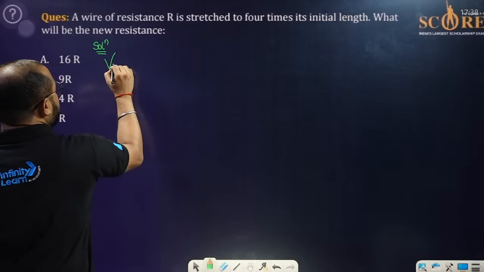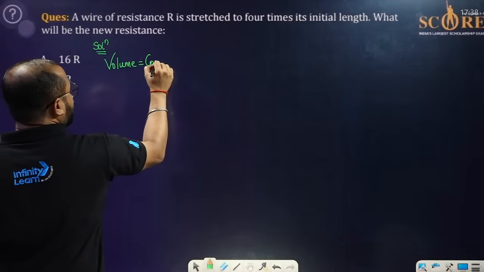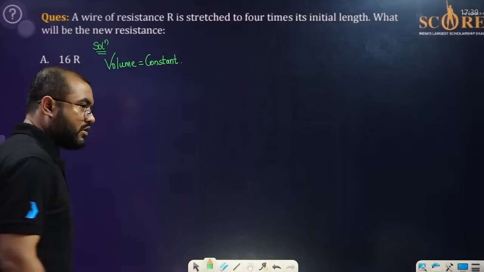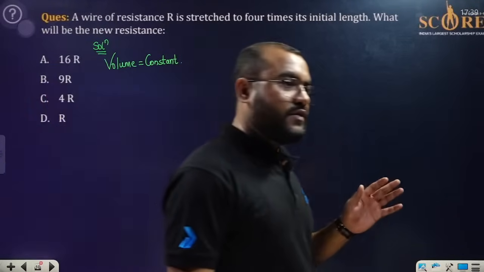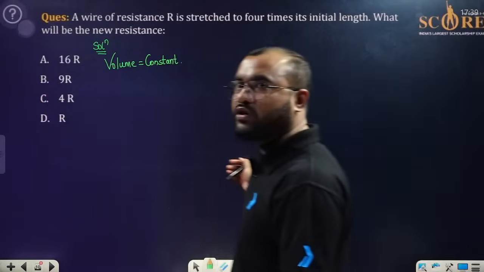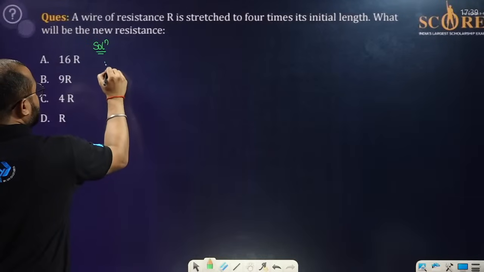that we should maintain the volume constant. The volume is not going to be changed. The volume should be constant. When we talk about this particular volume, everyone, the volume should be constant, people. Volume shouldn't be changing.